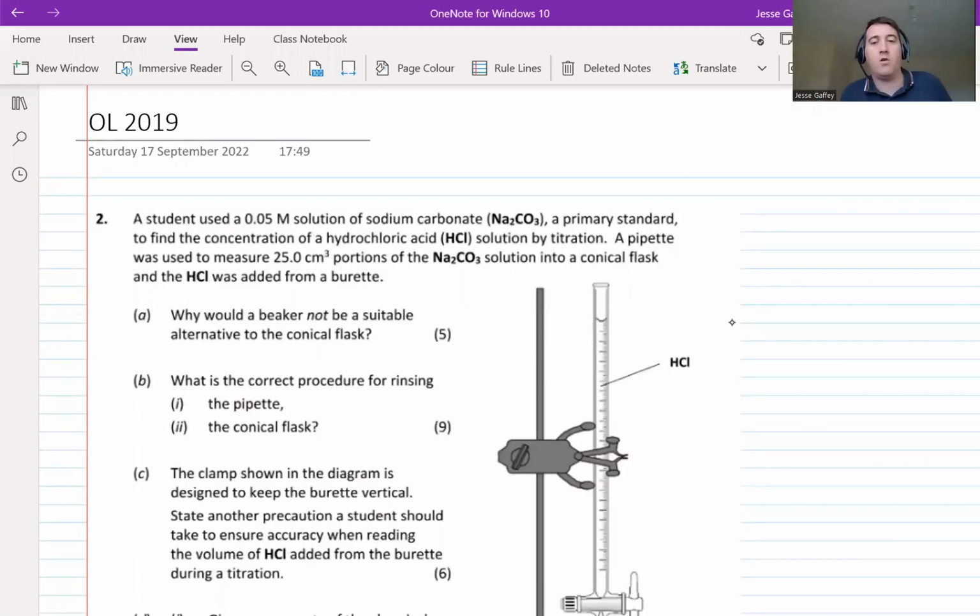In this video, we're going to do the ordinary level titration question from the 2019 paper. So grab your calculator, grab your periodic table, and grab a copy of the exam papers and a piece of paper to write on. Okay, so we're going to begin.